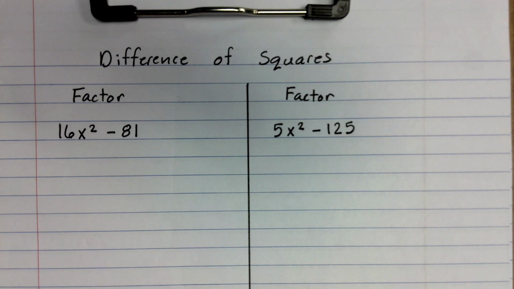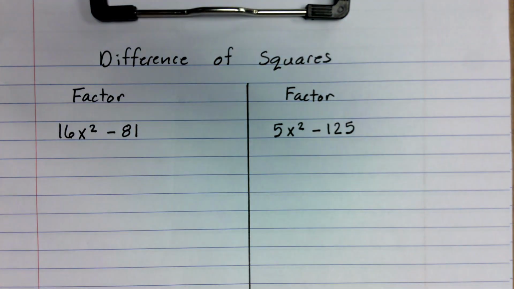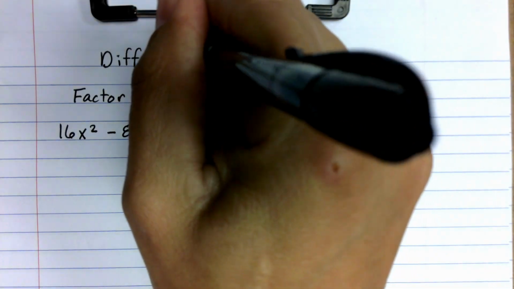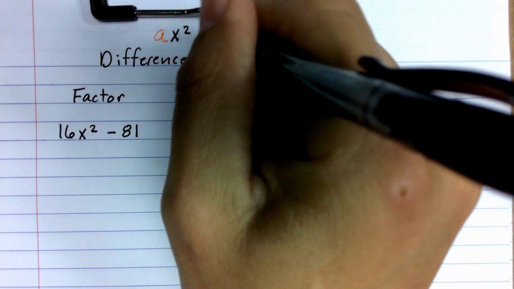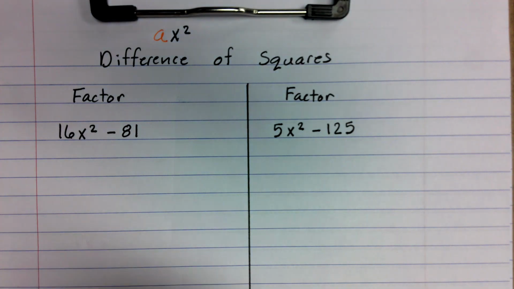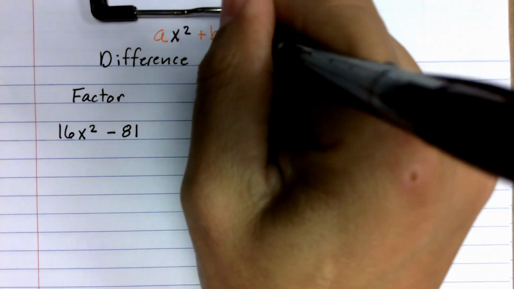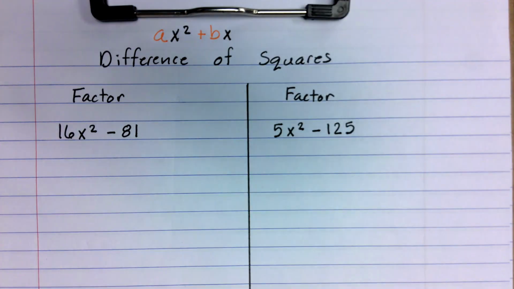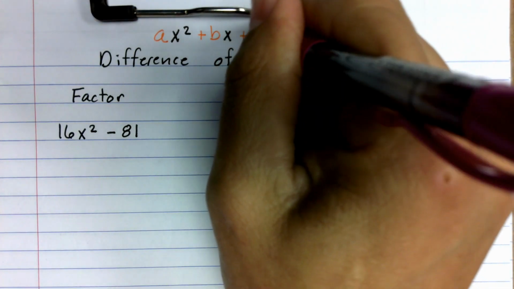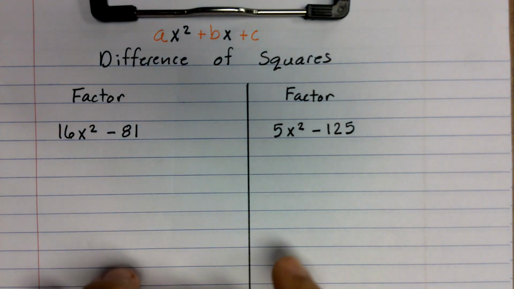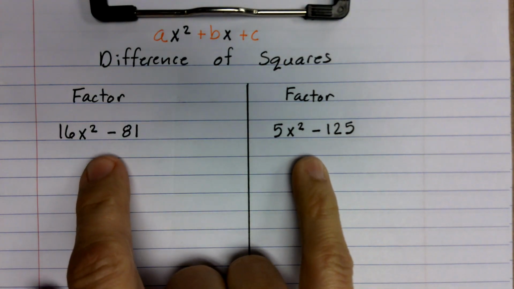For instance, if you think back to Algebra 1, you're used to seeing a quadratic that looks like this: a times x squared plus b times x plus c. This is what we're used to looking at, right? We have three terms in a quadratic. But notice on both of these we only have two terms.